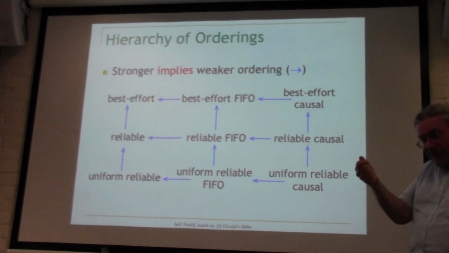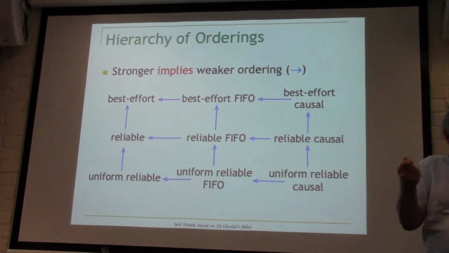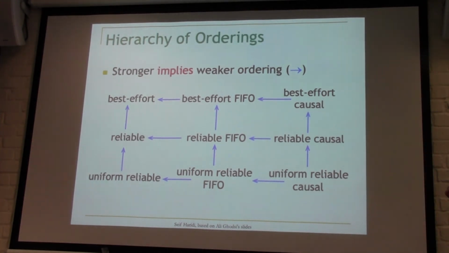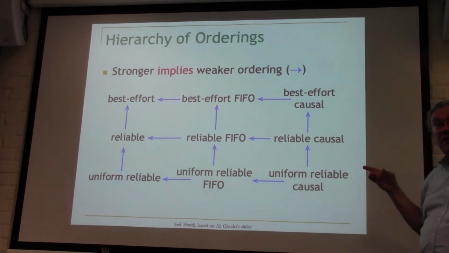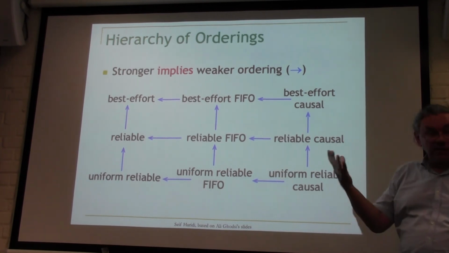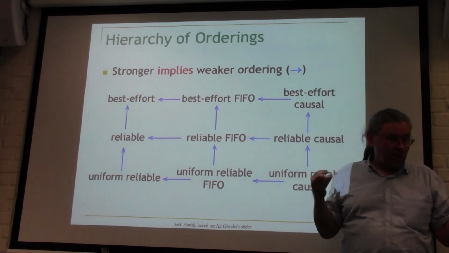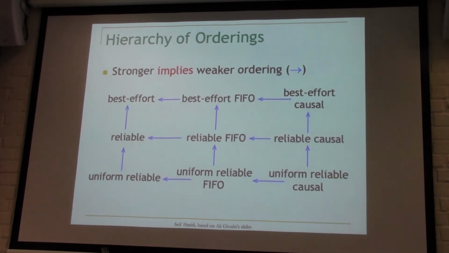Yes, because A is causally preceding B. Causal preserves the order, but total order does not have to satisfy that. Only the delivery has to be the same order. So total and causal are not comparable. You can't really compare them. There's not one that's stronger than the other. Total does not imply causal, and causal does not imply total. Total, we don't care about the send order, whereas in causal, we do care about the send order.